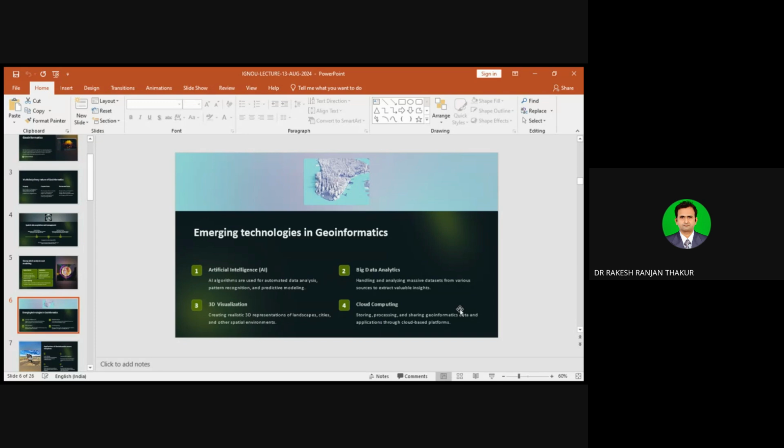Then in 3D visualization, ये बहुत important है because any landscape or suppose one like Himalayan range is there or any mountain are there.